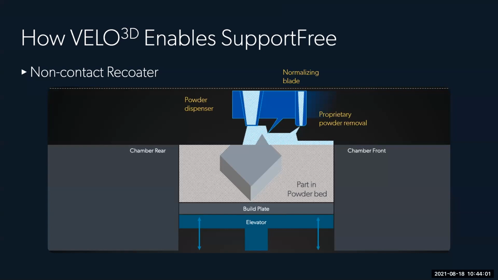Traditional metal additive machines use blades of some sort that physically contact the top of the part when they push powder across every layer. This isn't always an issue, but when you have delicate geometries or geometries that you don't want to disturb during the build, having a recoater come through and whack your part every layer can really make or break a print.